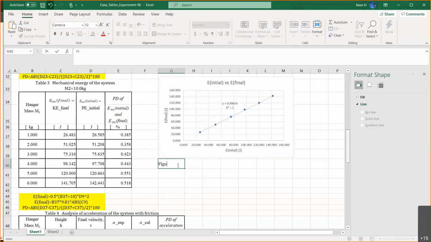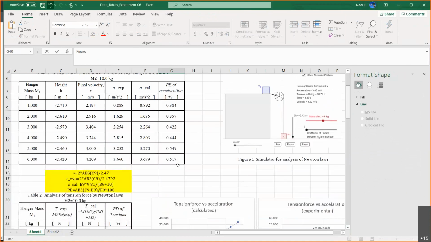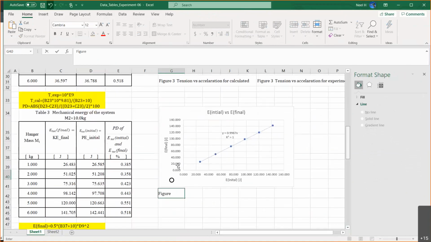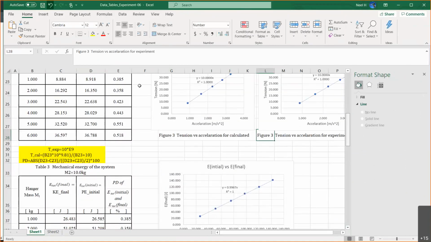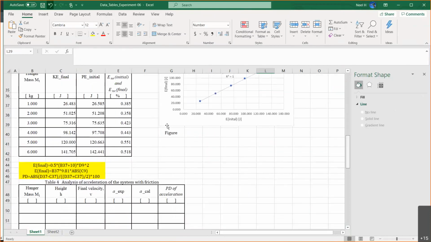So this is going to be our figure number 1, 2, 3, 4, 5. This should be figure number 4. I'm going to name this figure number 5. Make sure you follow those figure numbers. Okay, figure number 5 is going to be energy initial versus energy final.